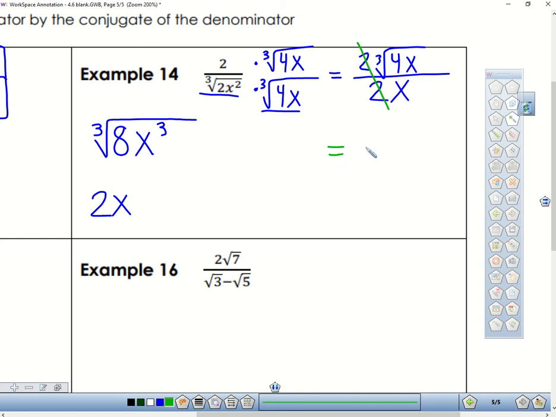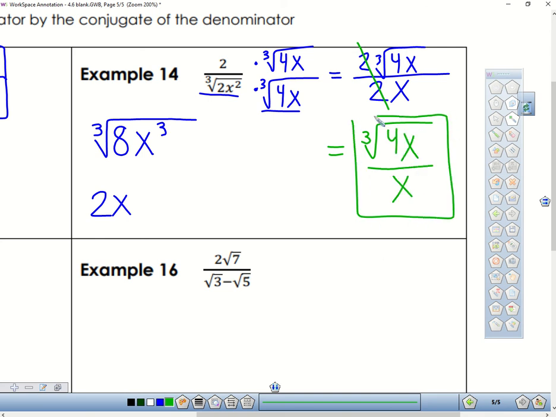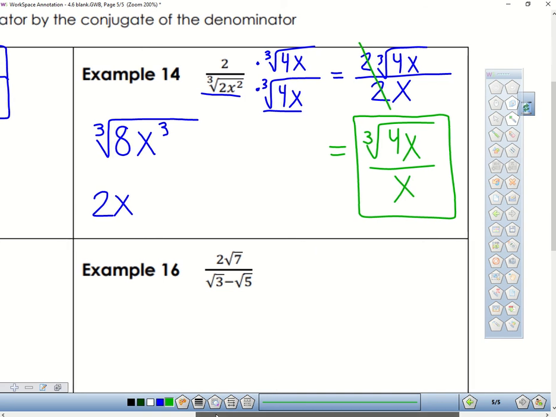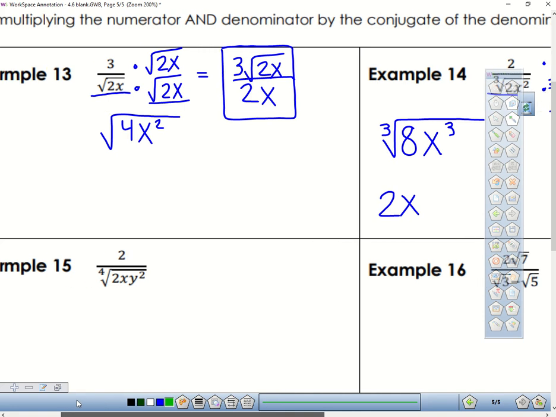It's multiplication, so this will just become the third root of 4x over x. And this is your final answer. So sometimes you just have to be a little bit creative about figuring out what to multiply by to get rid of that radical. If it's a regular square root, it's pretty easy. It's usually just itself. But if it's a third root or a fourth root, it can be a little more complicated. So I'm not going to give you any really hard ones, though.